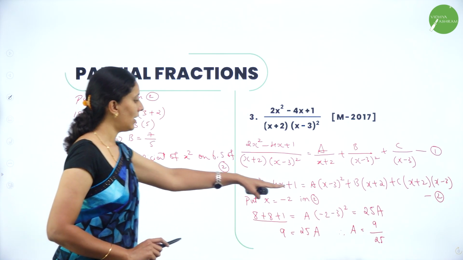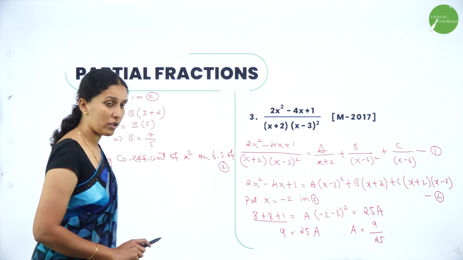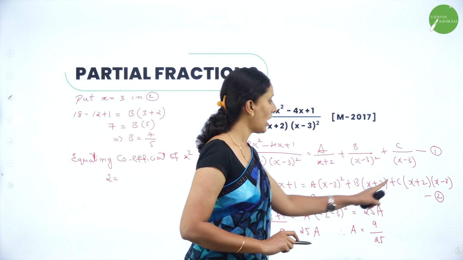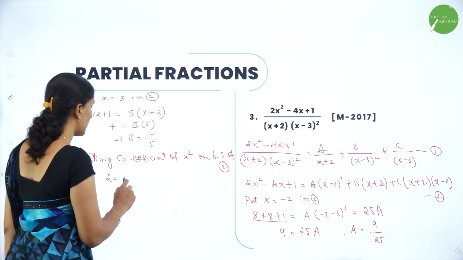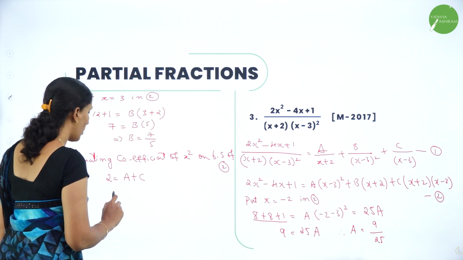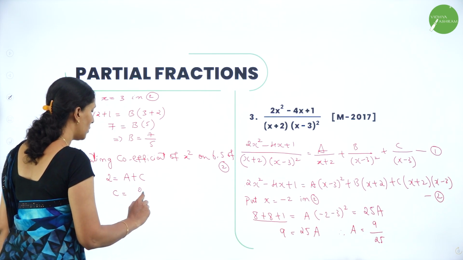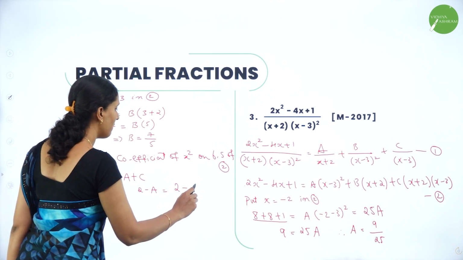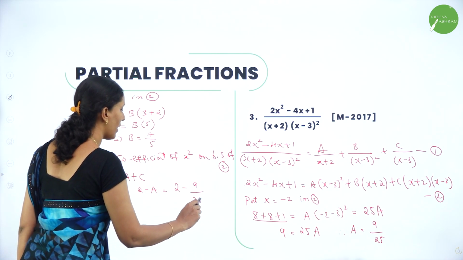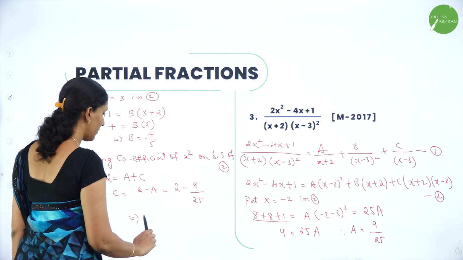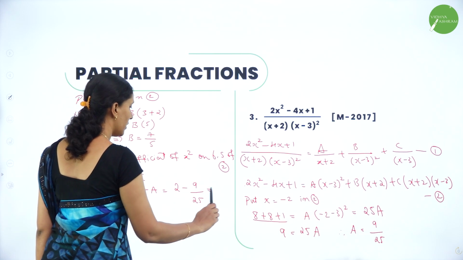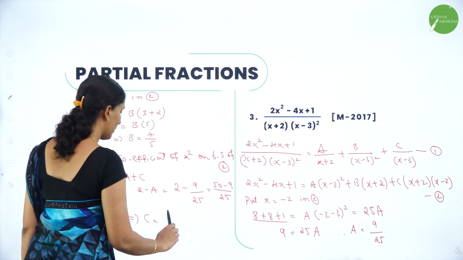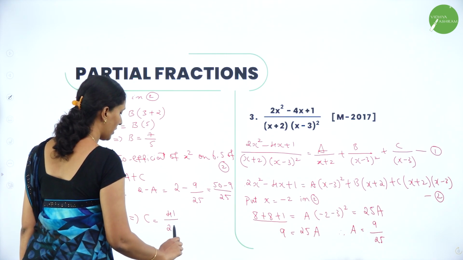Now on the left hand side, you have 2 as the coefficient for x square. On the right hand side, we have a and c. So a plus c. If you want c, it is 2 minus a, which is 2 minus, what is a? We have 9 by 25. So on solving this, we will get c is equal to 50 minus 9 by 25, so we will get the value as 41 by 25.